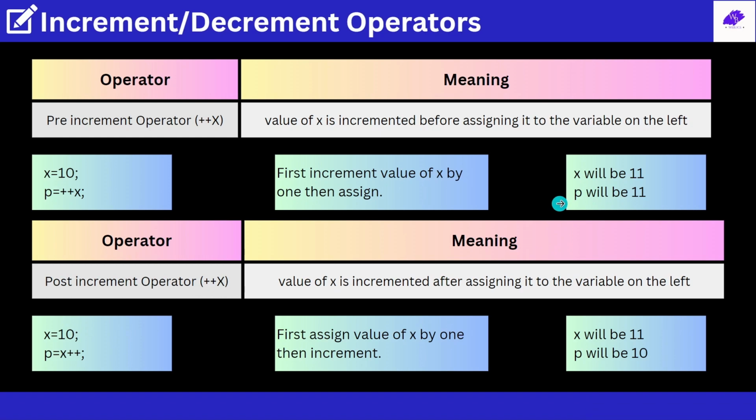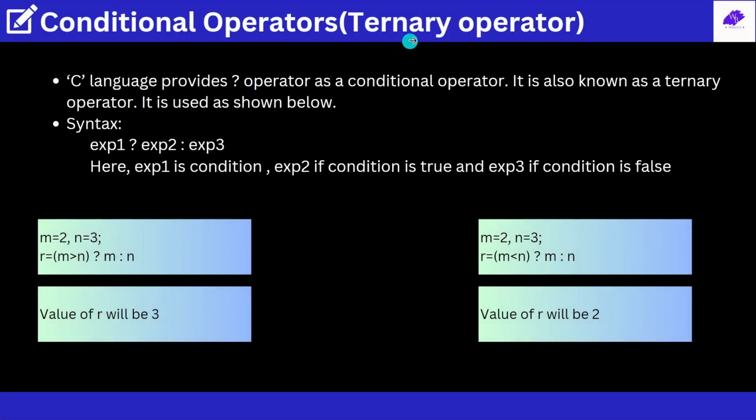So let's discuss the next operator, that is the conditional operator, also called the ternary operator. C language provides the question mark as a ternary operator, which acts as a conditional operator. It is also known as the ternary operator. It is used as shown below.